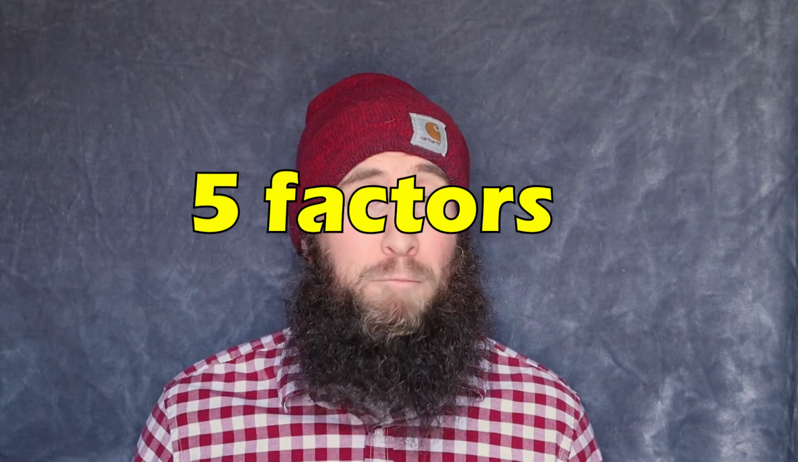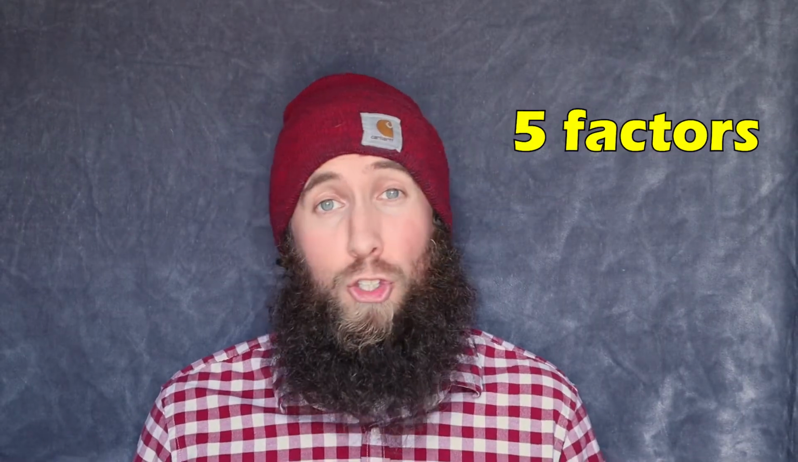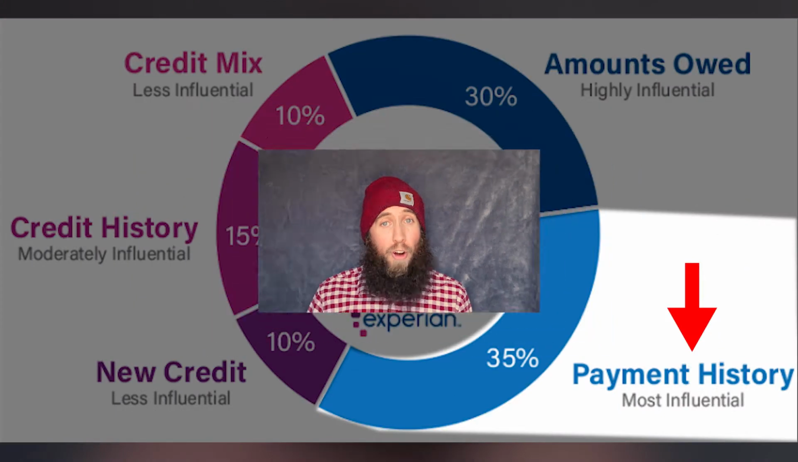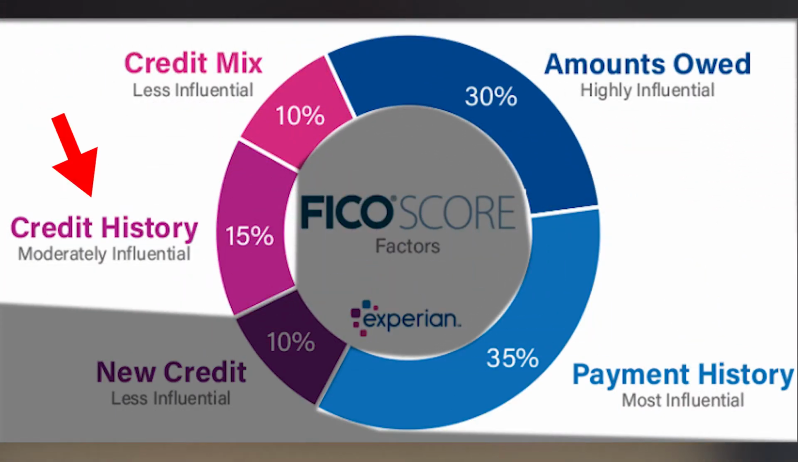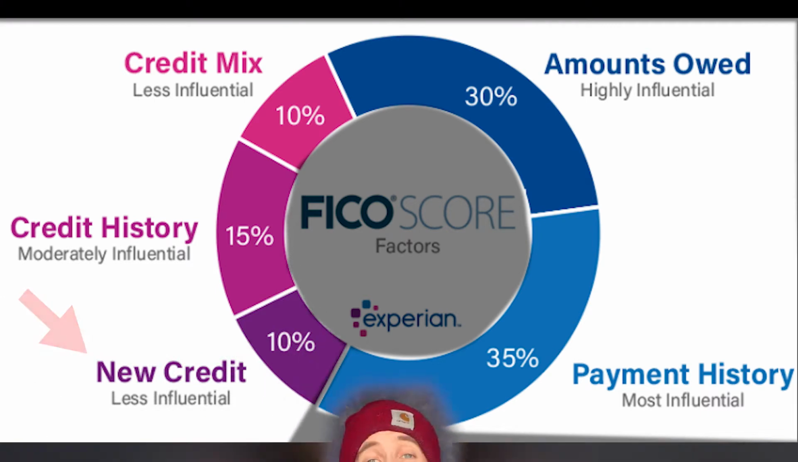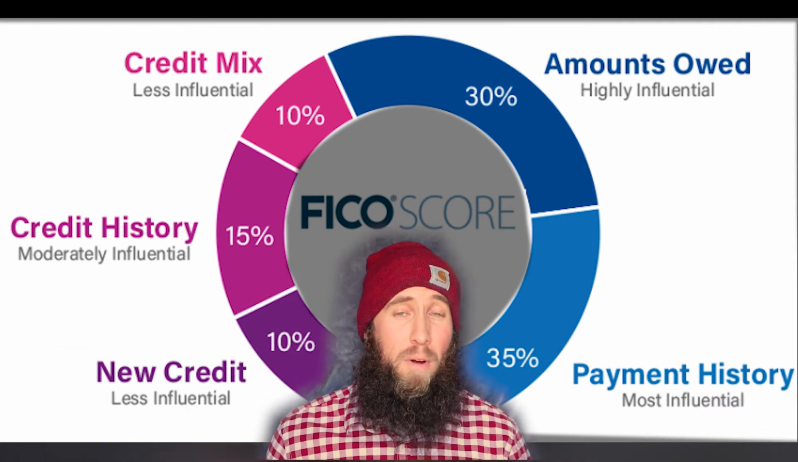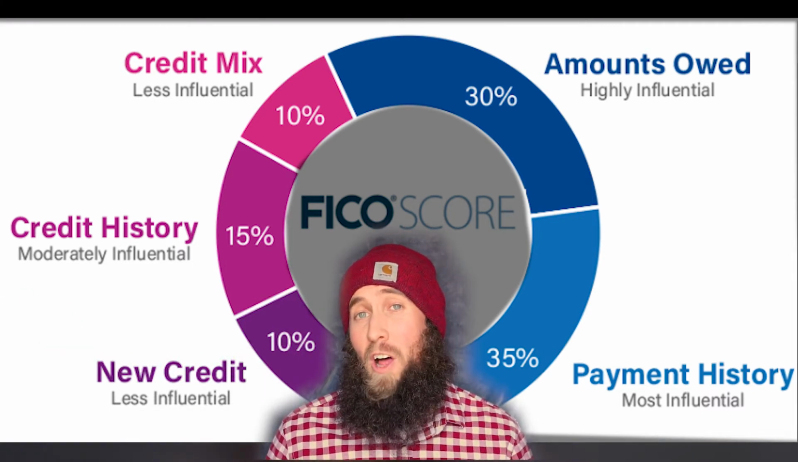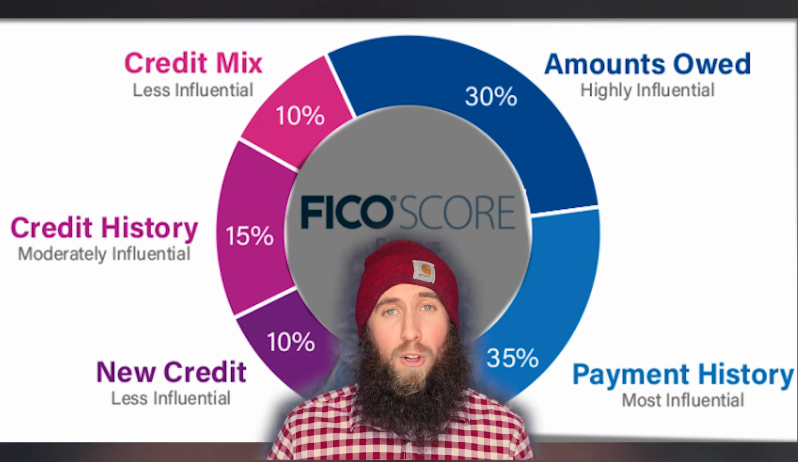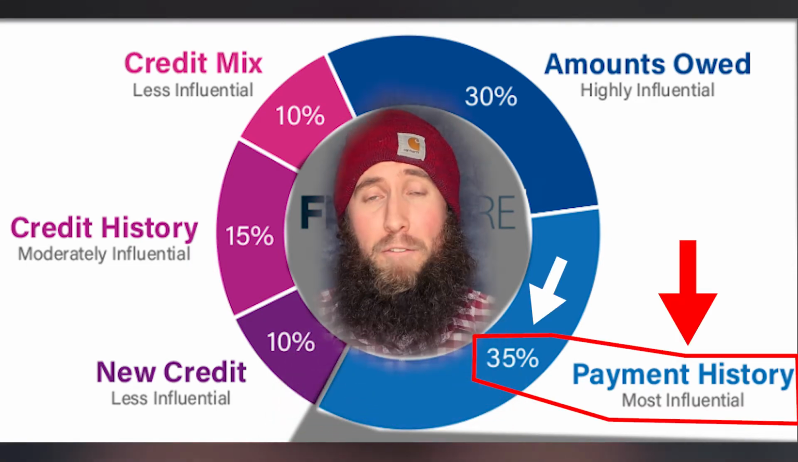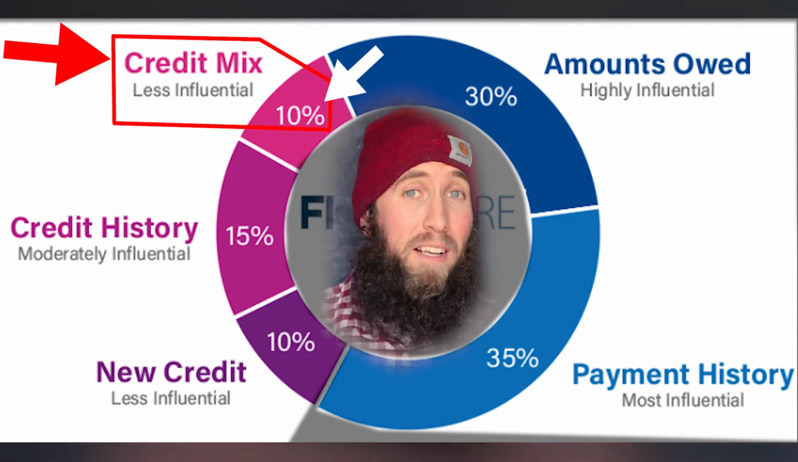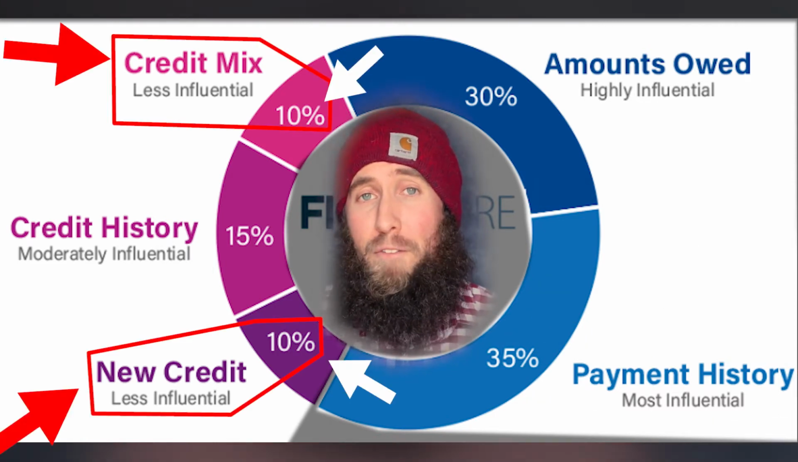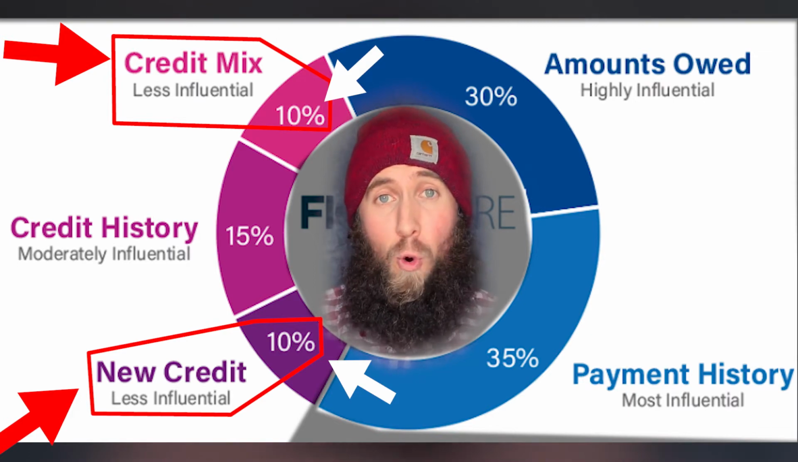Alright, so there's 5 primary factors that determine your credit score. These factors are your payment history, amounts owed, credit mix, credit history, and new credit. And based on the chart, we can tell that some of these factors are weighted a little higher than others. For example, your payment history is going to be the factor that influences your credit score the most, while your credit mix and new credit will be the factors that influence your credit score the least.